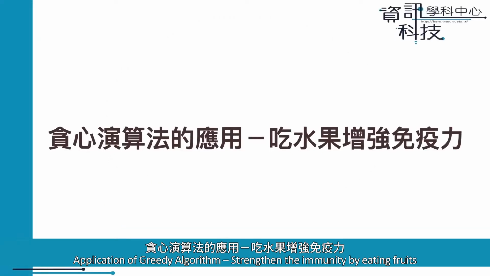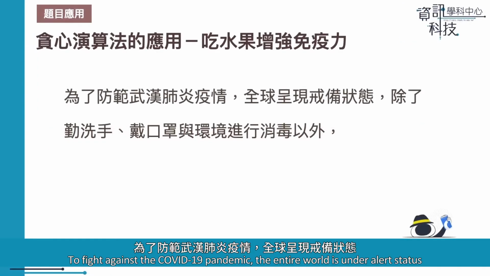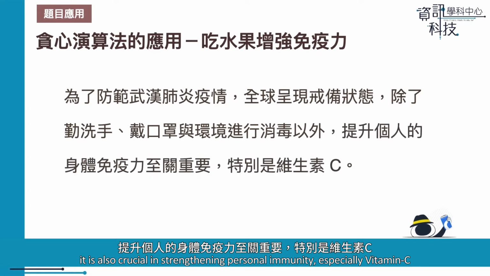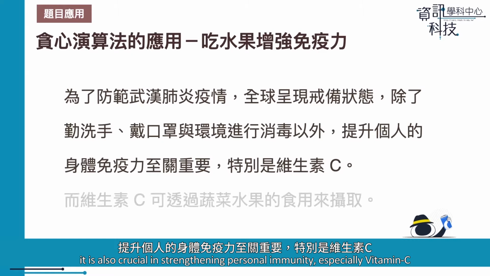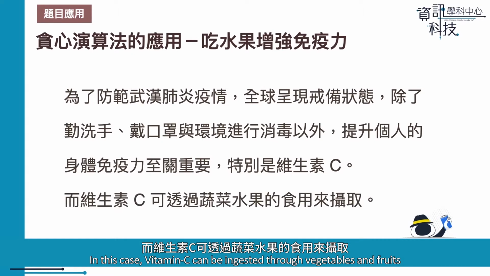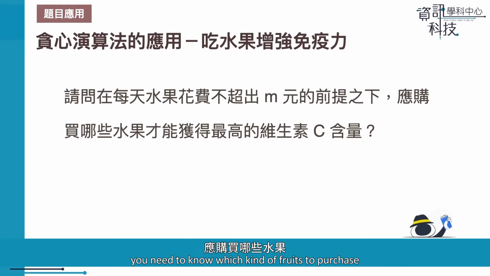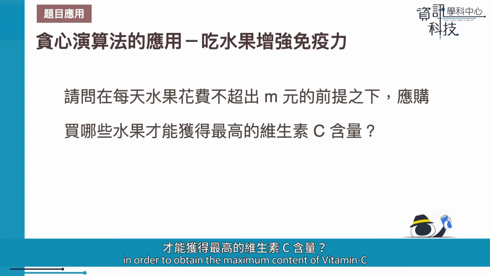Application of greedy algorithm. Strengthen the immunity by eating fruits. To fight against the COVID-19 pandemic, the entire world is under alert status. In addition to washing hands, wearing face masks, and disinfecting the environment frequently, it is also crucial in strengthening personal immunity, especially vitamin C. In this case, vitamin C can be ingested through vegetables and fruits. Under the preconditions of not spending $M on buying fruit each day, you need to know which kind of fruits to purchase in order to obtain the maximum content of vitamin C.